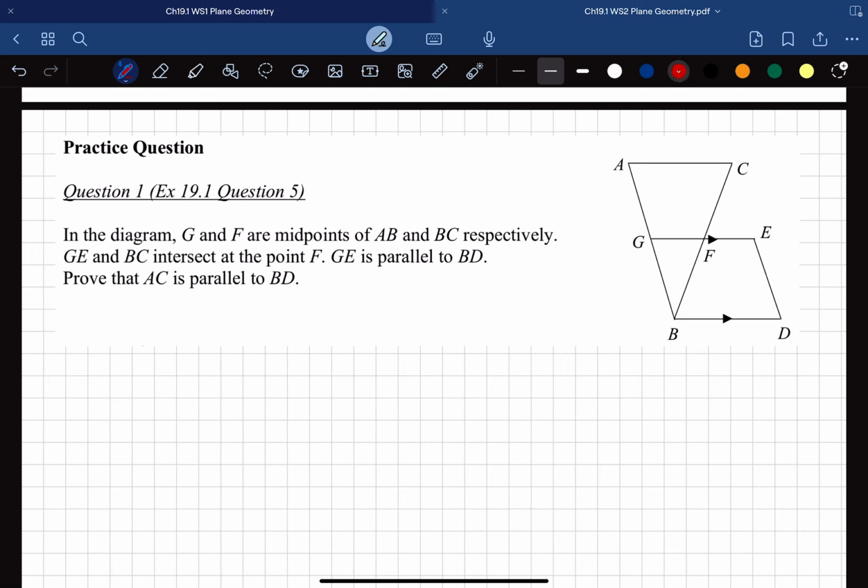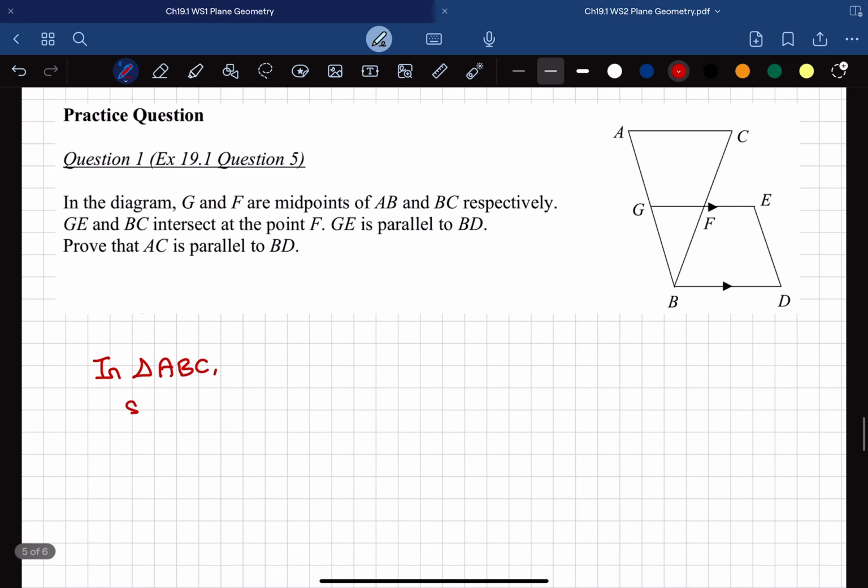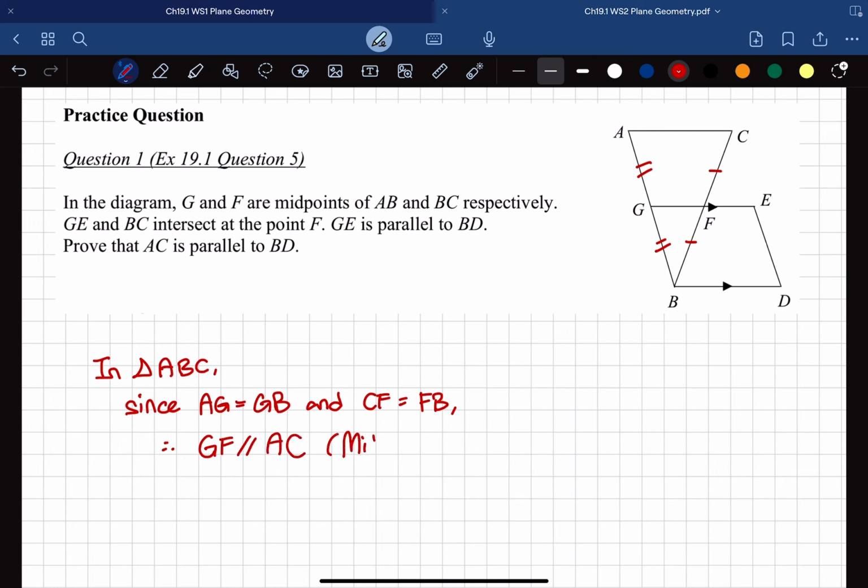So therefore, in triangle ABC, since AG equals GB and CF is equal to FB, these are all given by the question because I know that these lengths are the same, therefore I know that GF is parallel to AC. And this is by the midpoint theorem.